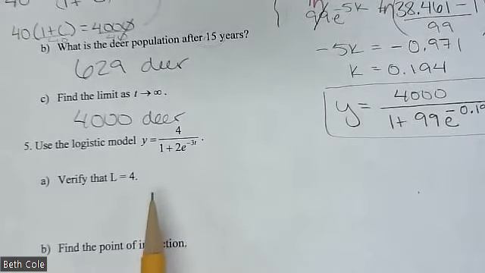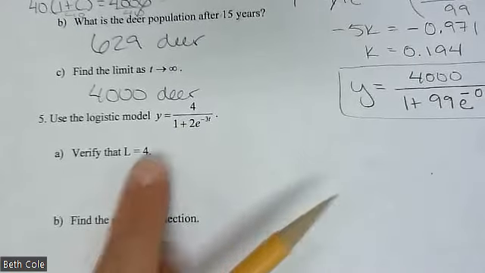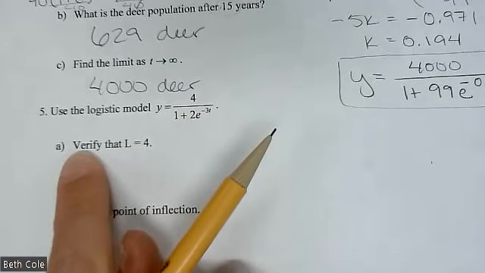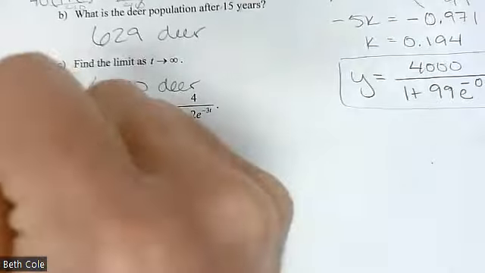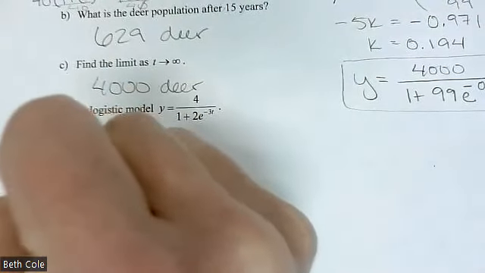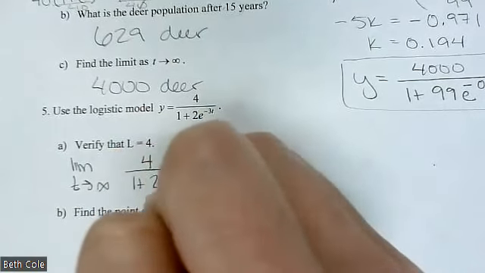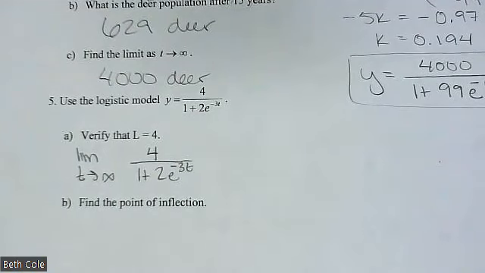This one, you're given the logistic model. So there it is. Verify that the carrying capacity is 4. You can see that it's 4 because there's a 4 right there. But I found one on an AP question like this, so I put one in our notes. So you would do the limit as time goes out to infinity of this thing. It's kind of a silly question because we know it's going to be 4. I guess they just want you to write a limit.